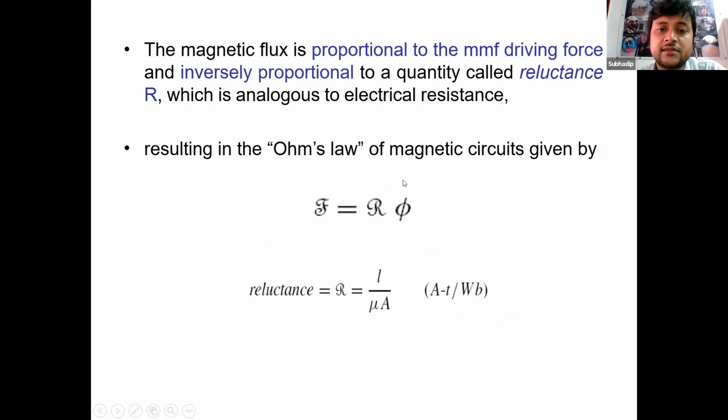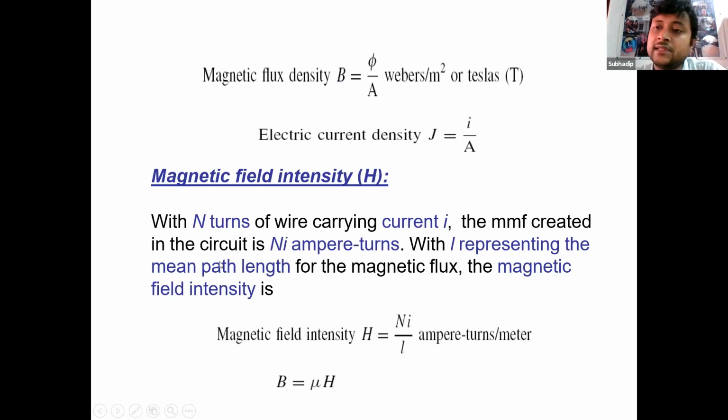So we will implement this in terms of the magnetic field intensity, which is given by H. Magnetic field intensity also has a particular direction, so it is a vector quantity. With n number of turns of wire carrying current I, the mmf, that is the magnetic force created in the circuit, is n into I ampere turns.